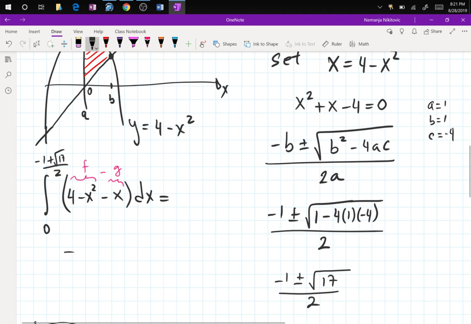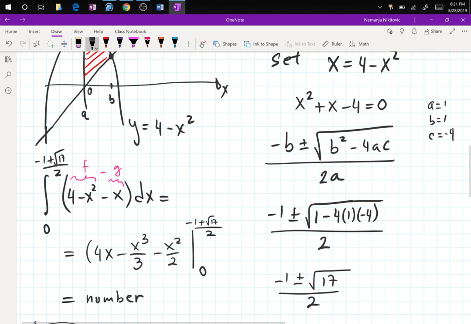So now we integrate each one of these. That's going to be 4x minus x cubed over 3 minus x squared over 2, computed from 0 to negative 1 plus root 17 over 2, equals some number. When you compute this, you just plug the values in. The goal of this course is not to learn to compute. You should know that from Calc 1. The goal is to learn the formula, to set it up, and then we use basic integration in this case.